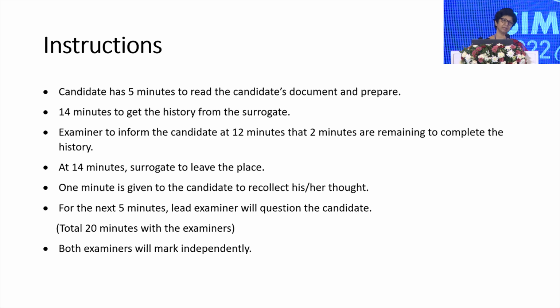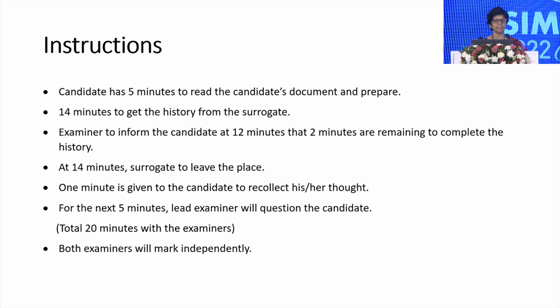Okay. So after the end of 5 minutes, the candidate will enter the examination hall, and he has 14 minutes to spend with the surrogate. Okay? So he has to go through the usual history taking. At the end of 12 minutes, one of the examiners can give a clue that 2 more minutes remain to complete his history. Otherwise, he may not be very sure when he will be finishing. Okay? By the end of 14 minutes, the surrogate will leave the examination hall, and 1 more minute is given to the candidate to recollect his or her thoughts.